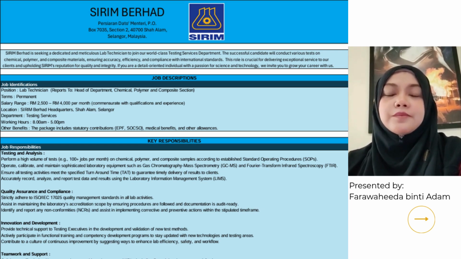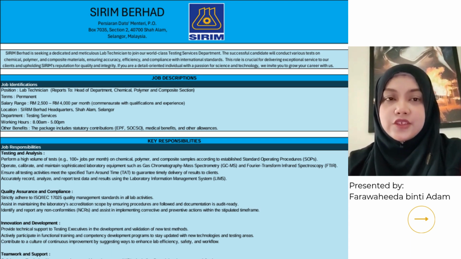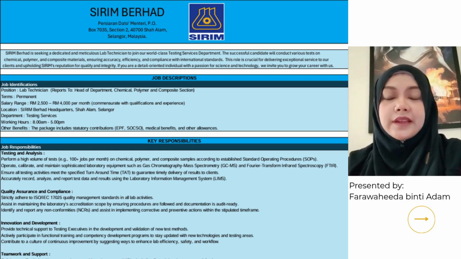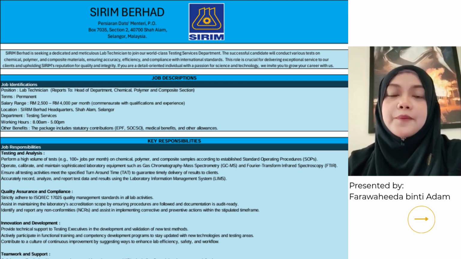A lab technician plays an important role in testing chemicals, polymers and composites to ensure accuracy and compliance with international standards. The job responsibilities include conducting high volume tests, operating sophisticated equipment like GC, MS and FTIR, and maintaining thorough records.